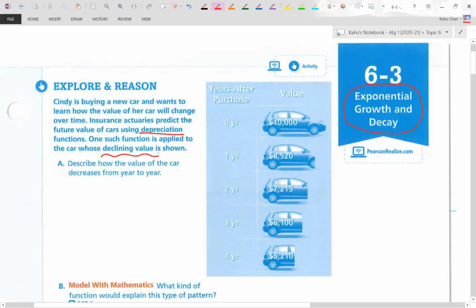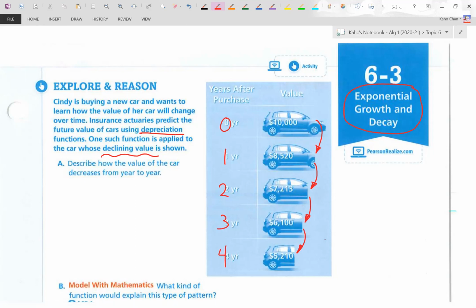Question A, describe how the value of your car decreases from year to year. Take a look at what's going on in this table. We have year 0, 1, 2, 3, and 4. The values themselves start dropping from year to year. That's the nature of car ownership. We actually lose $1,480 the first year.